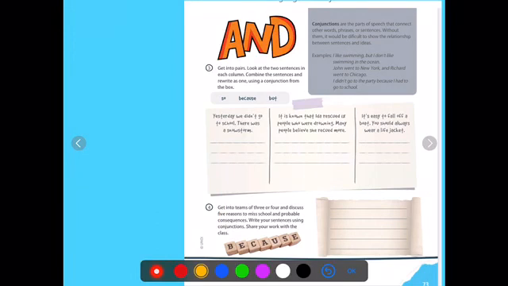Get into teams of 3 and 4 and discuss 5 reasons to miss school and probable consequences. What are the consequences if you guys don't show up in school? Write your sentences using conjunctions, okay? And I'm going to give you, as I mentioned, 5 minutes for you to complete this activity. After the 5 minutes, we will go over them together.